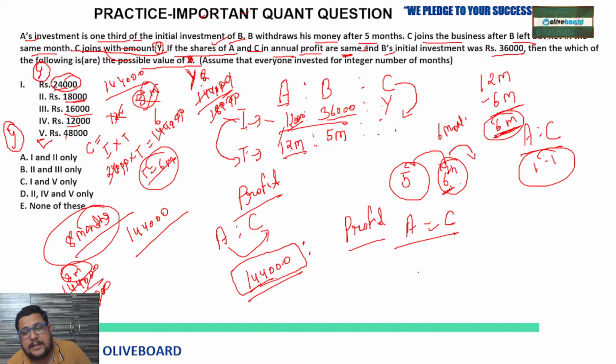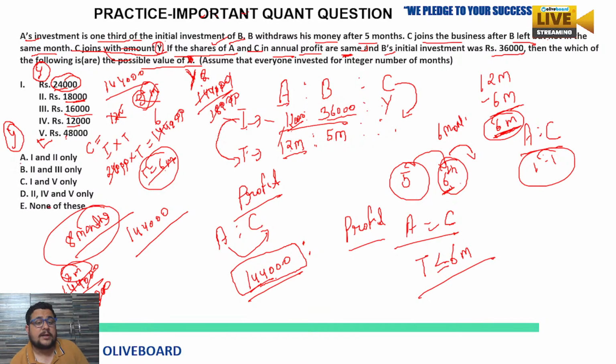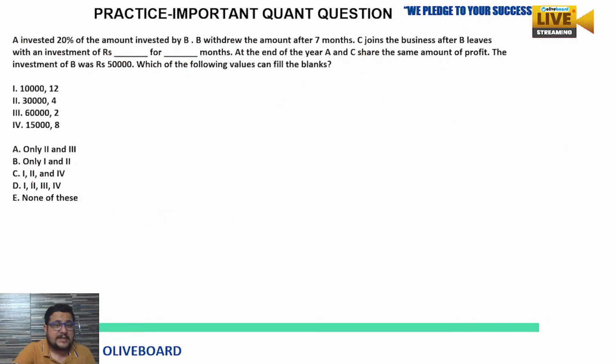Means the time limit which I told you is what? The time of C's investment. Duration of C's investment can be what? That can be less than or equal to 6 months. Clear? Okay, that you need to check. So first and fifth values are following this condition or not? Yes. So your answer is going to be option C, first and fifth only. So I hope in this case it is clear.